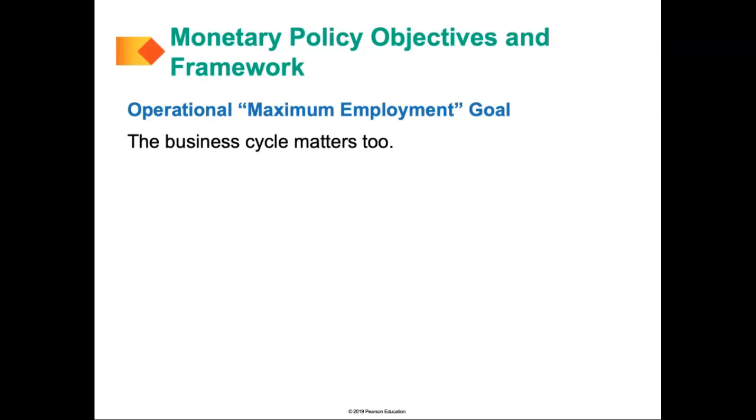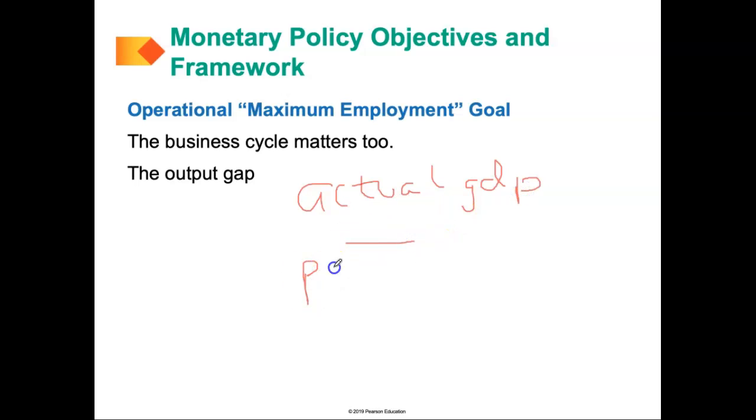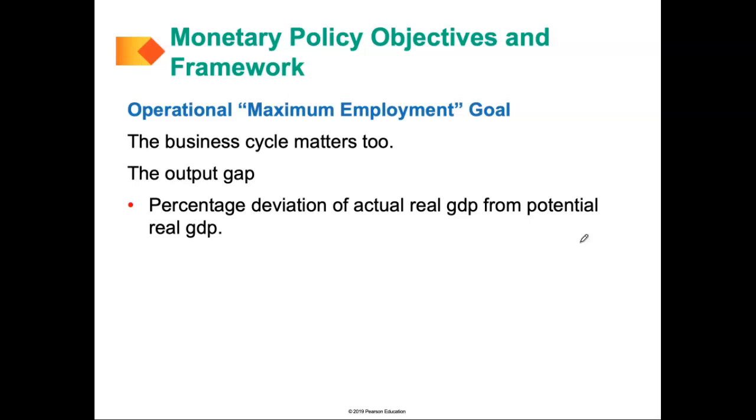And in that sense, the Fed takes a look at what we call the output gap. And what is the output gap? Well, the output gap, remember, is actual GDP minus potential GDP. So it's also the percentage deviation of actual GDP from potential GDP. How much does actual GDP deviate from potential GDP?